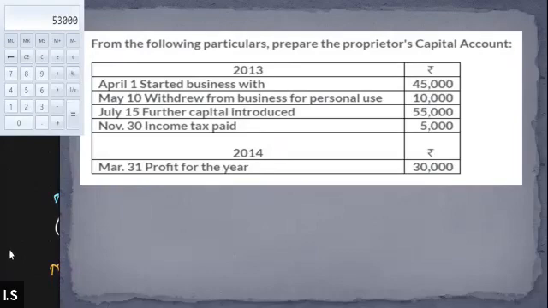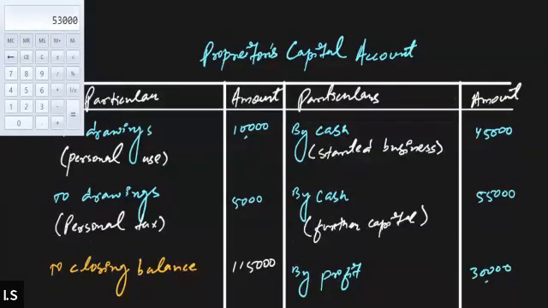Everybody, please tell me how much closing balance you have got. Zainab, please tell me the closing balance you have got. 1 lakh 15,000. Everybody got the same answer? Yes, sir. Ritika, you got the same answer? Okay. So this is the correct solution of the question.